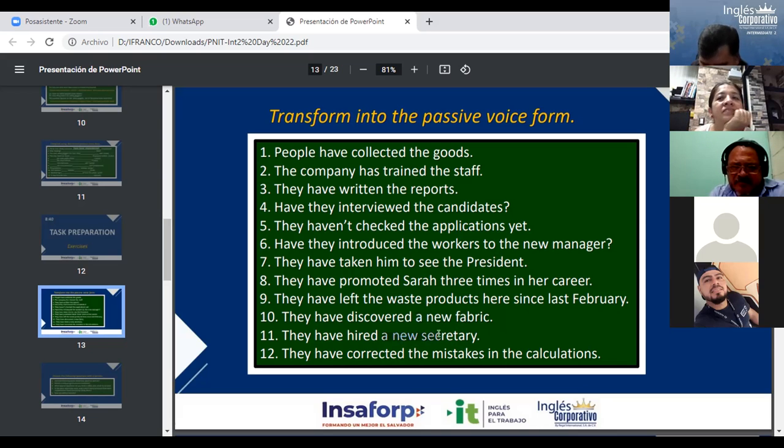Discovered. Is similar to number 11. A new secretary has been hired. A new secretary has been hired. Okay, a new hire has been hired. Yes. Okay. Number 12. Come on, Ricardo.